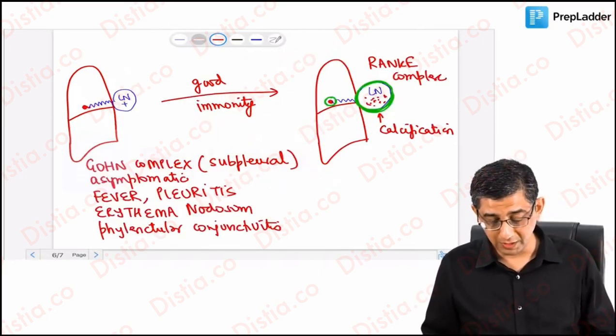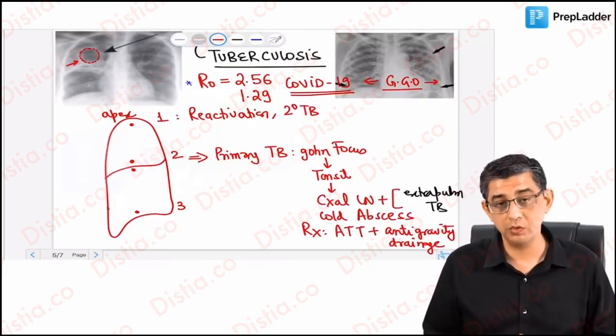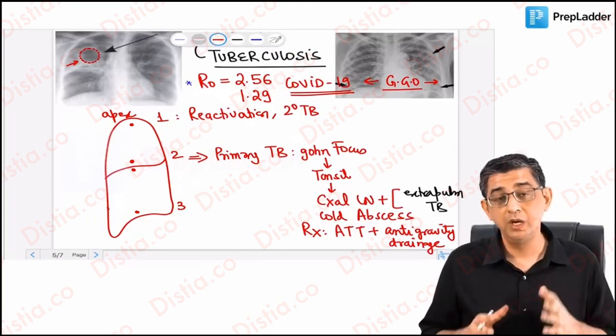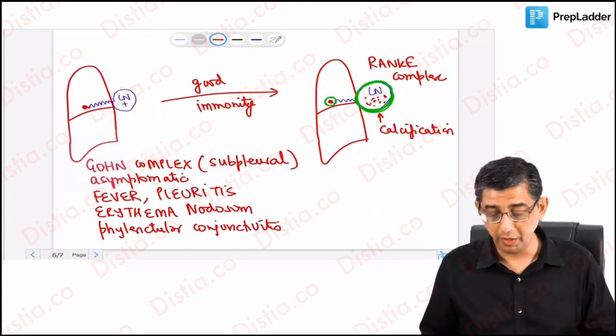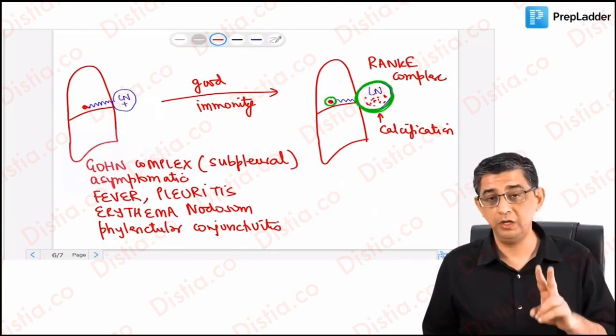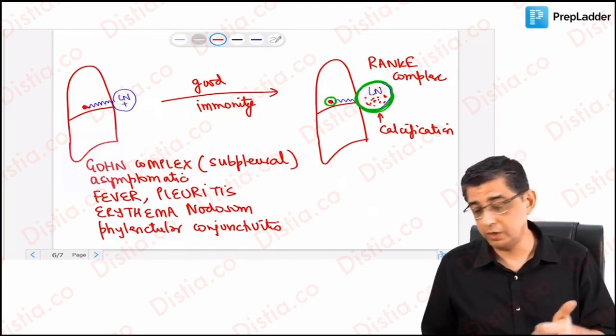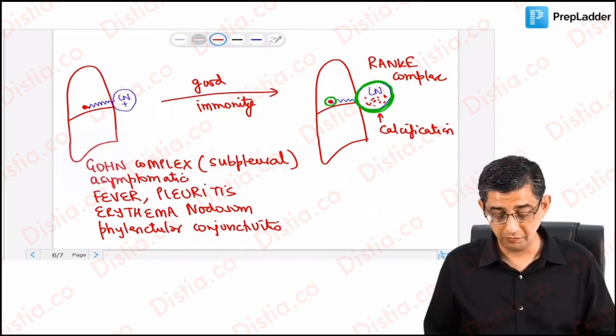So the message at the moment is, if somebody gets exposed to this infection, if he has a primary Ghon focus developing in his lung, depending on good immunity or bad immunity, two scenarios are possible. Good immunity, we will have calcification, containment of infection.